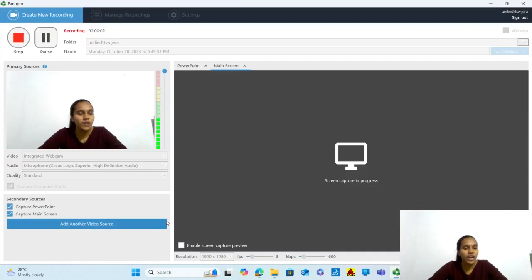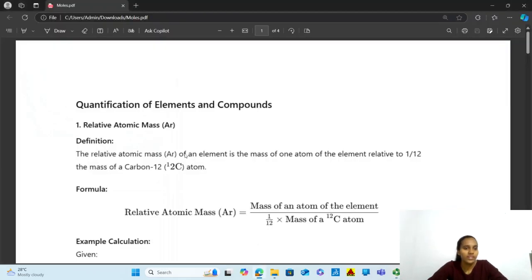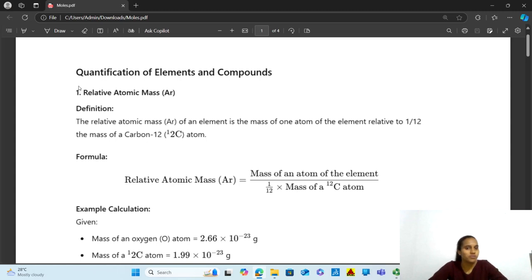Hello students, so I'm going to teach you today a very important lesson in ordinary level. In grade 10 we are studying this lesson, quantification of elements and compounds, right? I will teach you the most important parts of the equations in this lesson. The first one is relative atomic mass, which is AR.